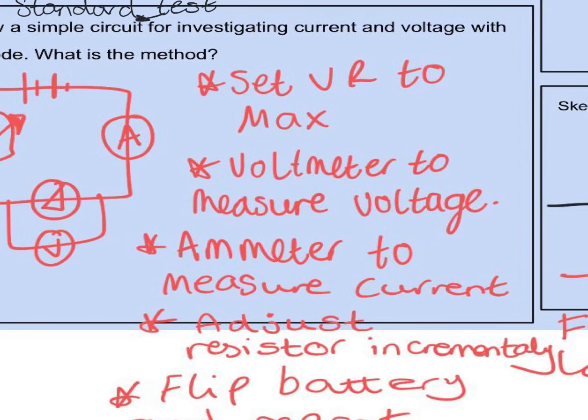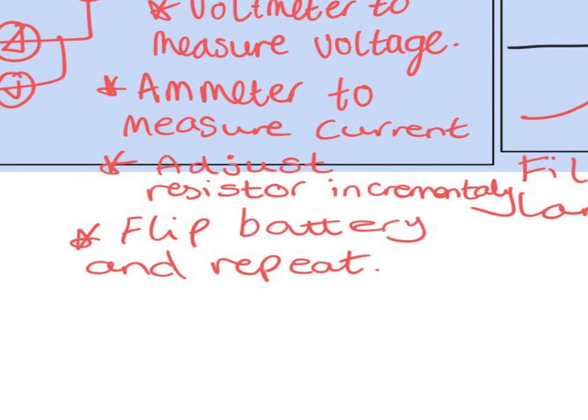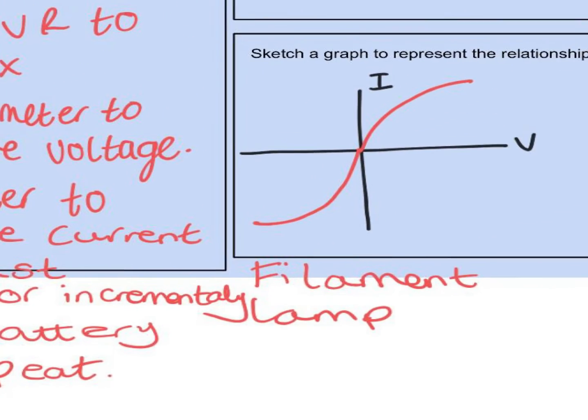First thing you do, set the variable resistor to max. Use a voltmeter to measure voltage, an ammeter to measure current. Adjust the resistance incrementally, and then flip the battery and repeat.